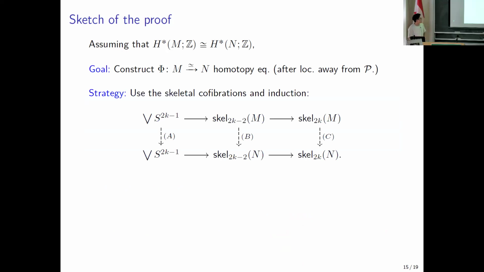We use some skeletal cofibration and then mathematical induction. Remember that every smooth toric variety has cohomology concentrated in even degrees, and they are simply connected spaces. So we can think of certain CW complex structures consisting only of two-dimensional cells, right? So we have skeletal inclusions, even-dimensional skeletons, right?